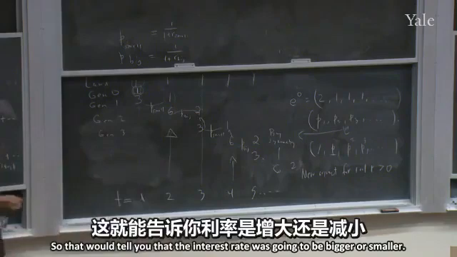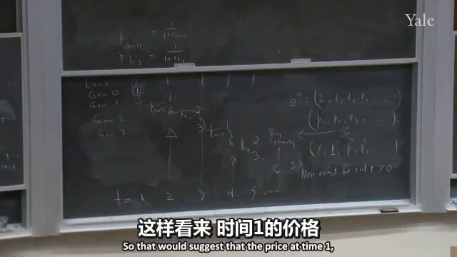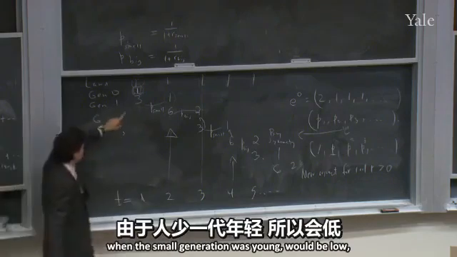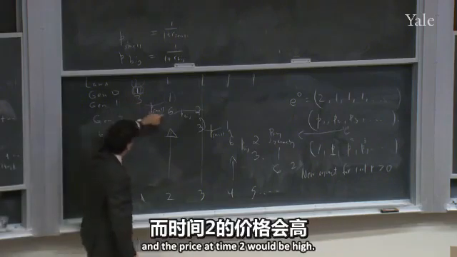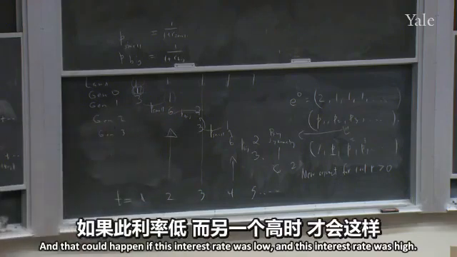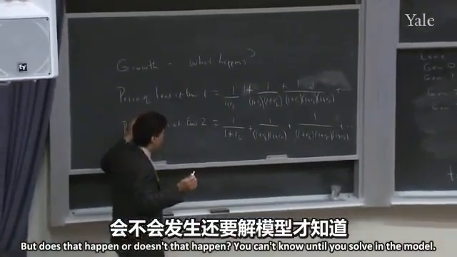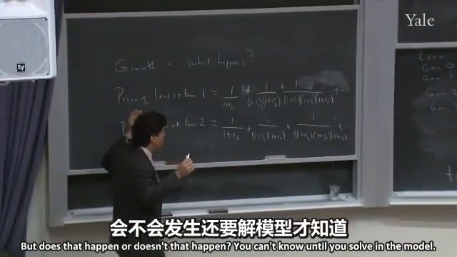Okay, so that would tell you that the interest rate was going to be bigger or smaller. So that would suggest that the price at time 1, when the small generation was young, would be low and the price at time 2 would be high. Okay? And that could happen if this interest rate was low and this interest rate was high. But does that happen or does that happen? You can't know until you solve it in a model.